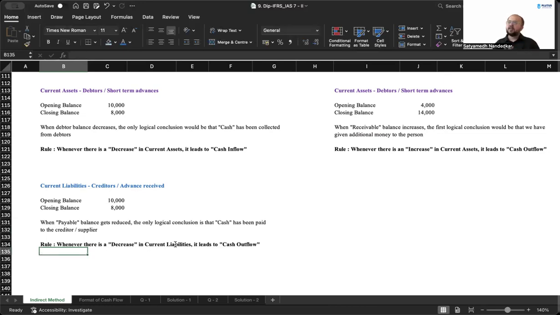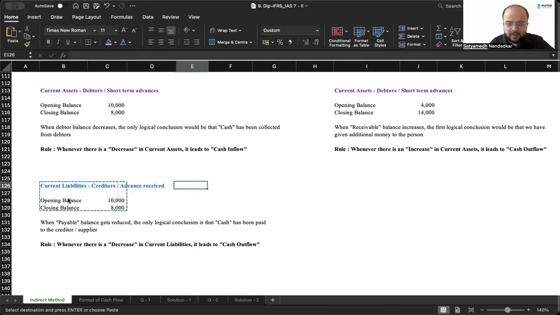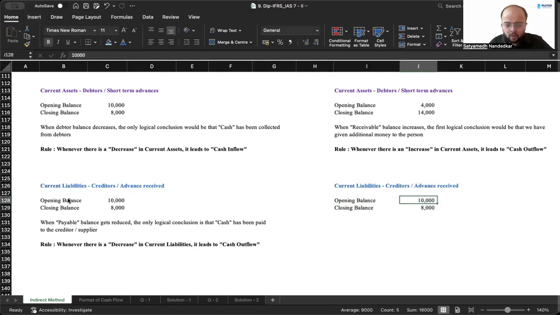And let's look at another situation. Opening balance 10,000, closing balance 8,000 in current liability. Let's flip it a little. I'll flip it this way, not too much. Opening balance 4,000, closing balance 14,000.